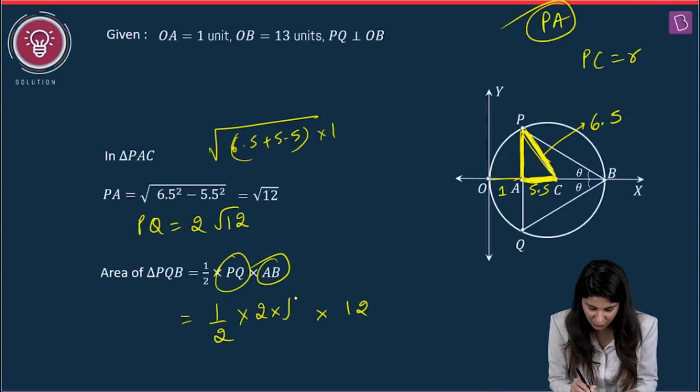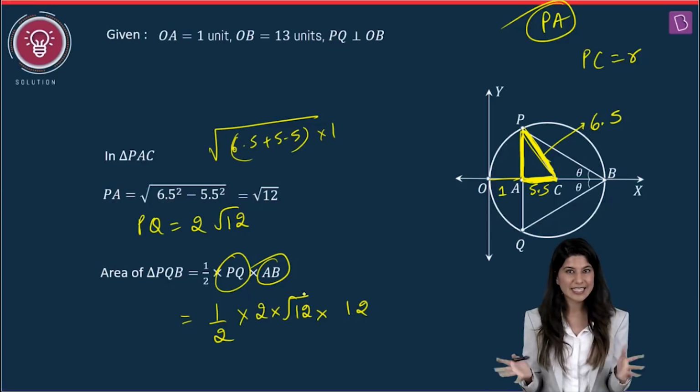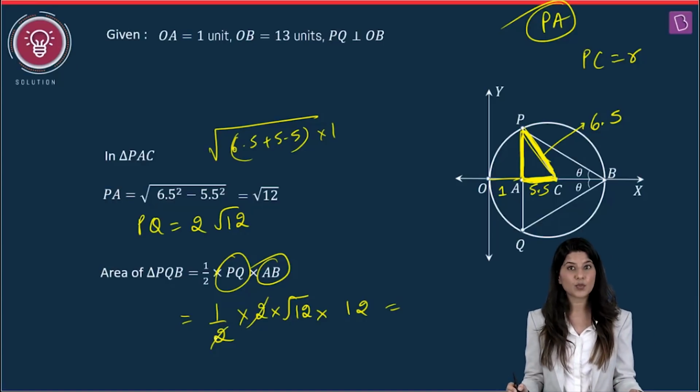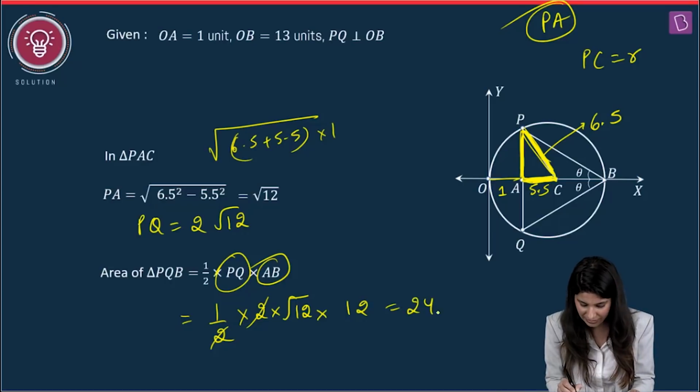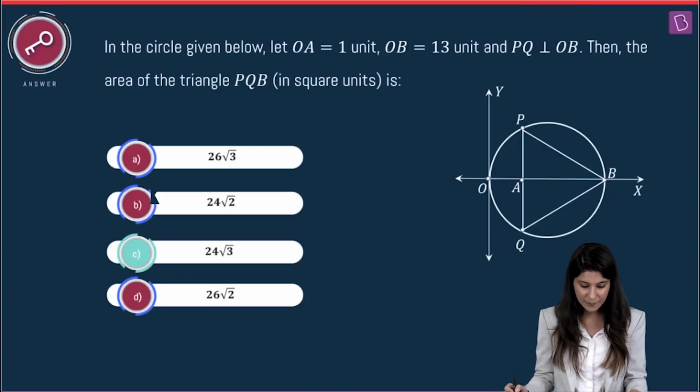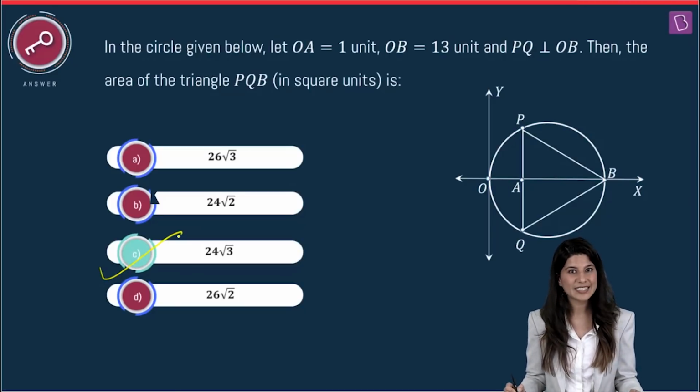So I'll put the value over here. Let's just solve it. Let's just get the value. Finally, the question is done. 2 and 2 gone. Root 12 is 2 root 3. So we have 24 root 3 as our final answer. So the area of triangle PQB is nothing but option C, 24 root 3. Got it?